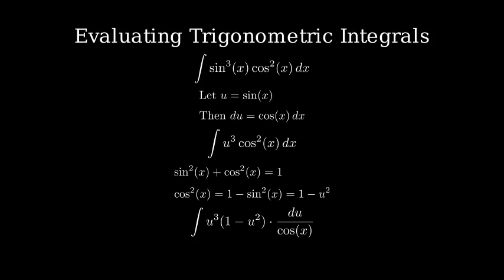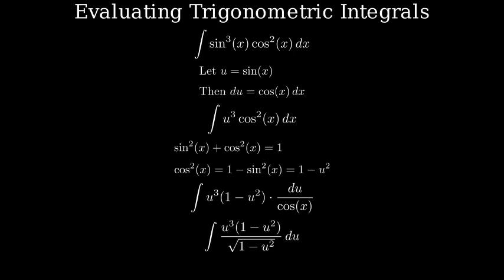Our integral becomes the integral of u³ times quantity 1 minus u² times dx. And remember, dx equals du over cosine x. Step 4. Now we can use our substitution for cosine x. Since cosine x equals the square root of 1 minus u², our integral becomes the integral of u³ times quantity 1 minus u² divided by the square root of 1 minus u² du.